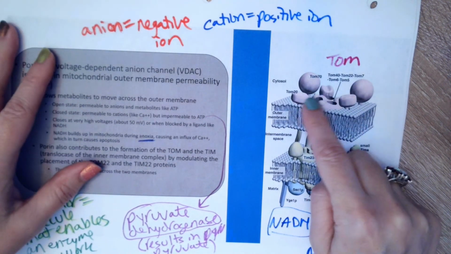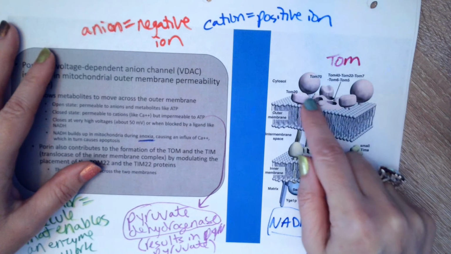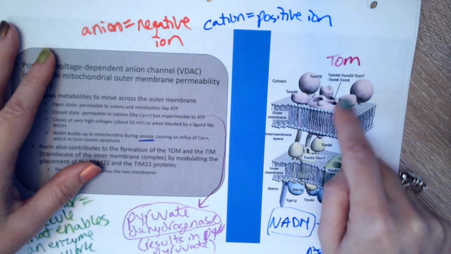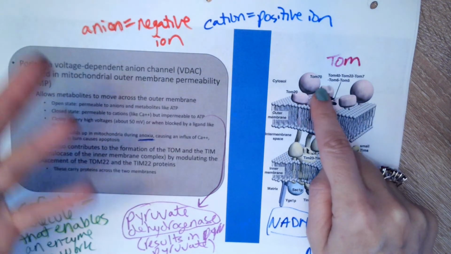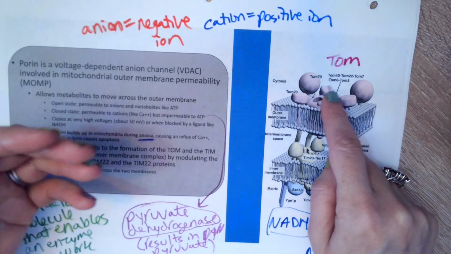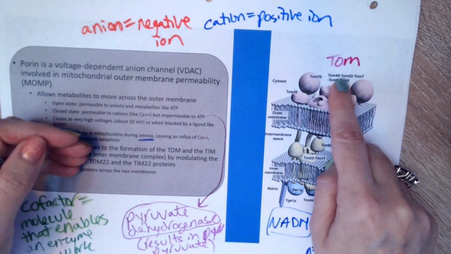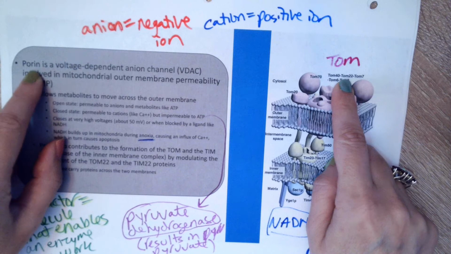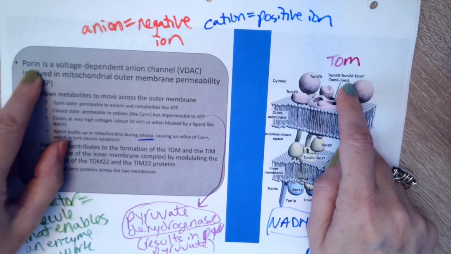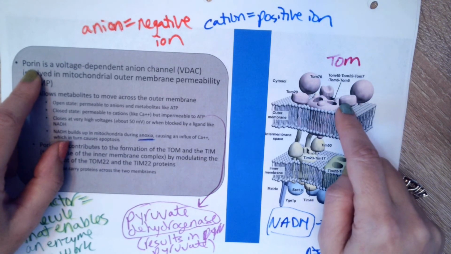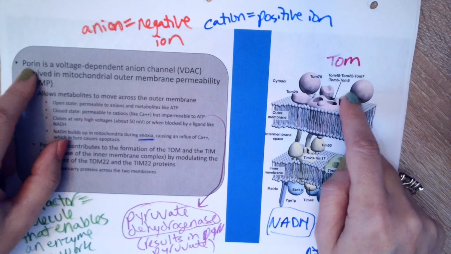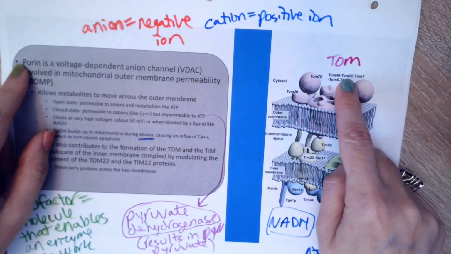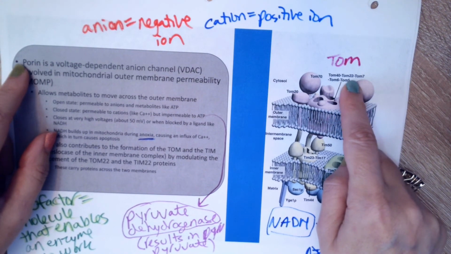Those are all the proteins that contribute to creating the TOM protein carrier, the TOM transport mechanism here. So the TOM22 is really involved with the porin. It is positioned by the porin, activated by the porin. Without the porin, TOM22 can't really do its job.